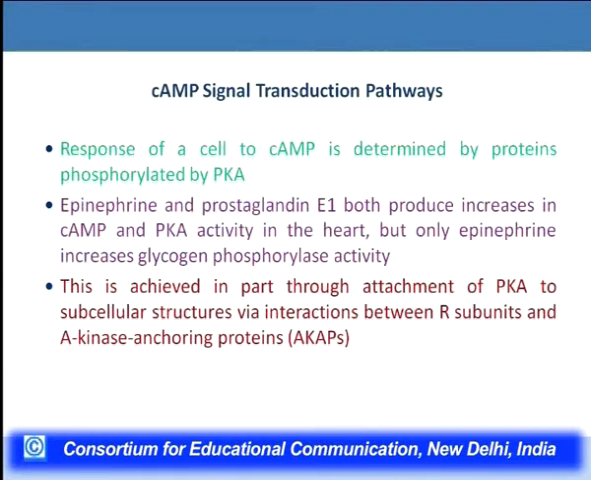Now, there are different responses which can be generated by PKA activity. For example, if we consider epinephrine and prostaglandin E1, these are hormones which both produce cAMP by binding to the receptor, and they both lead to activity of PKA, protein kinase A, in the heart. But only epinephrine increases glycogen phosphorylase activity. Prostaglandin cannot do so, because it has a specific set of enzymes which are activated by protein kinase A.